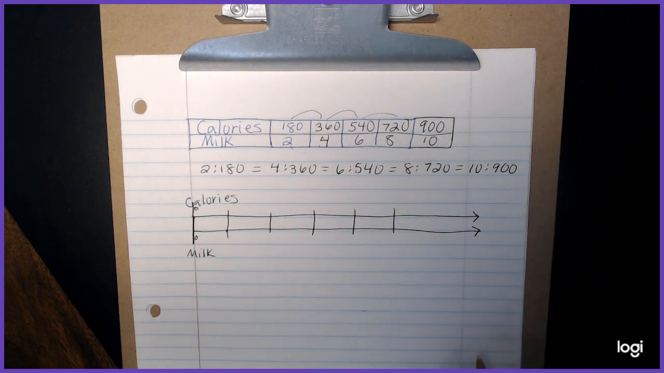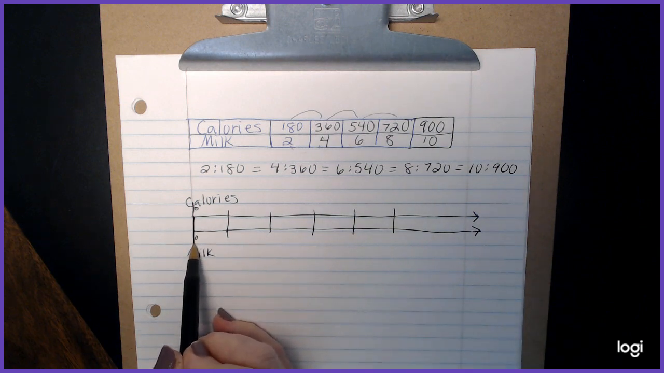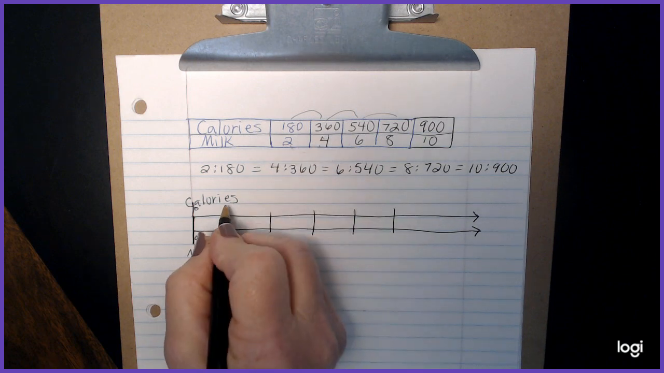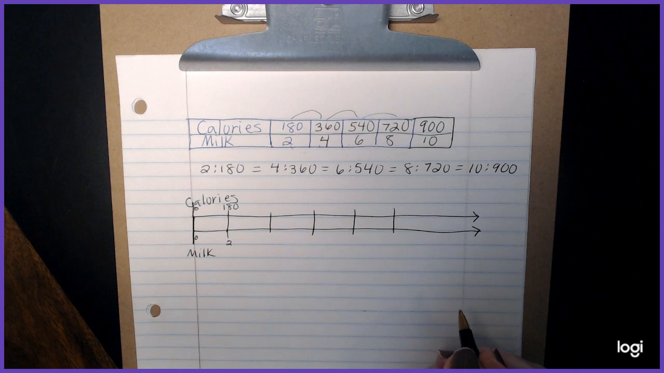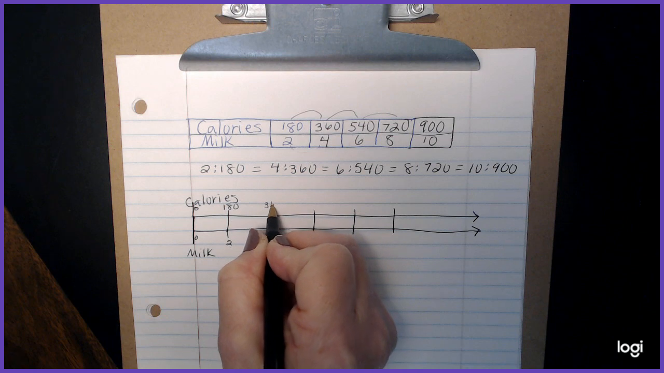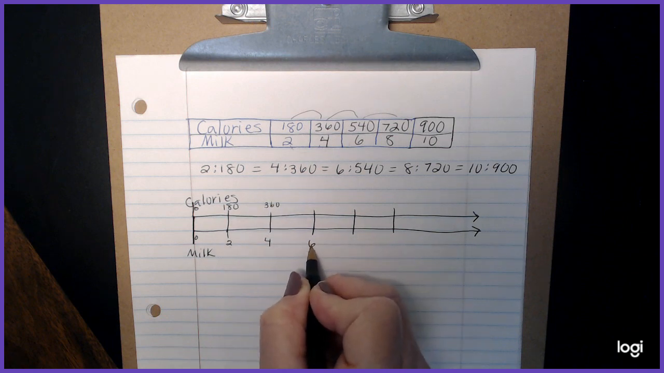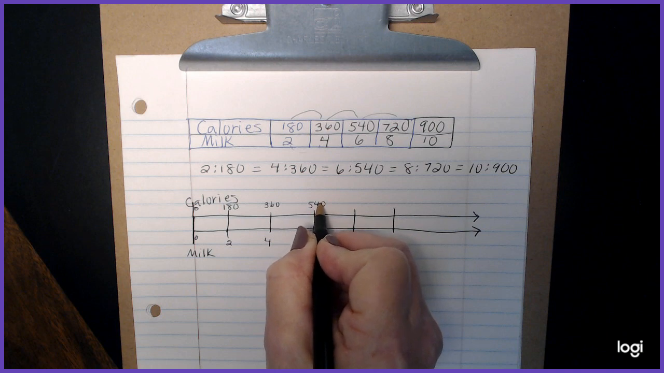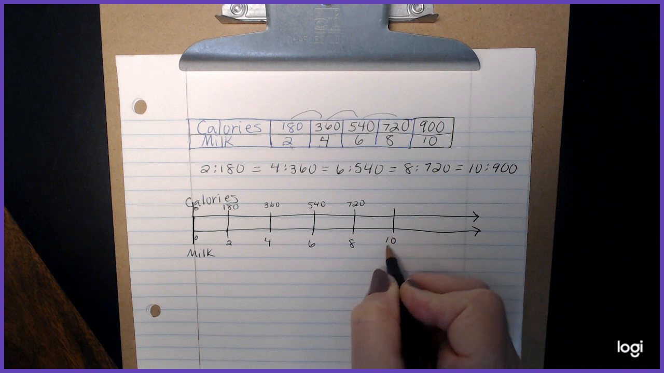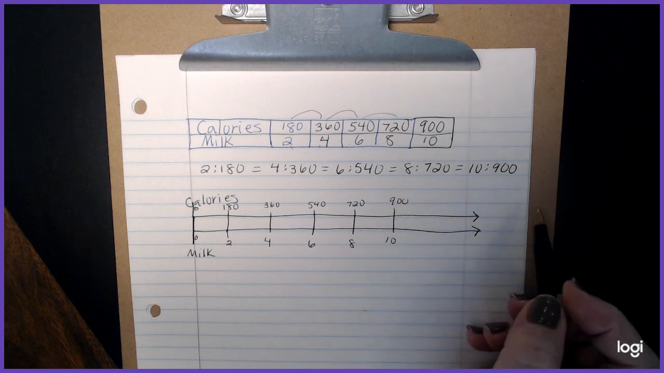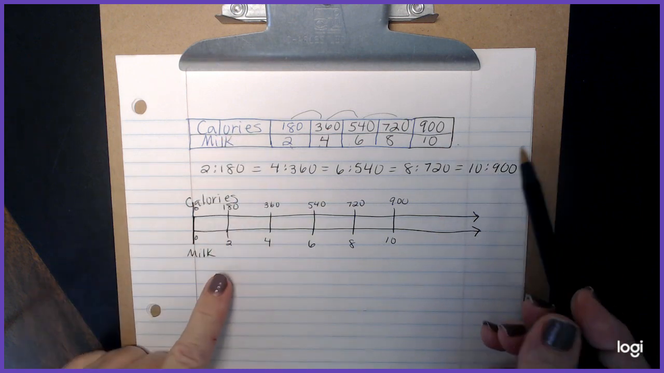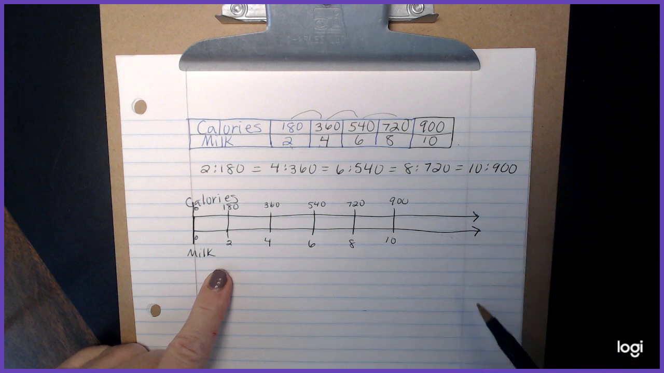And so what we're basically going to say is, for example, I have 0 cups of milk here. If I would do 2 cups of milk, that matches with how many calories? Well, according to our table up here, it matches with 180. If I would then move up to 4 cups of milk, 360 calories. 6 cups of milk, 540. 8 cups of milk, 720. And 10 cups of milk matches with 900. So I basically have shared this information 2 different ways. I've set up a ratio table and I've also made something called a double number line.